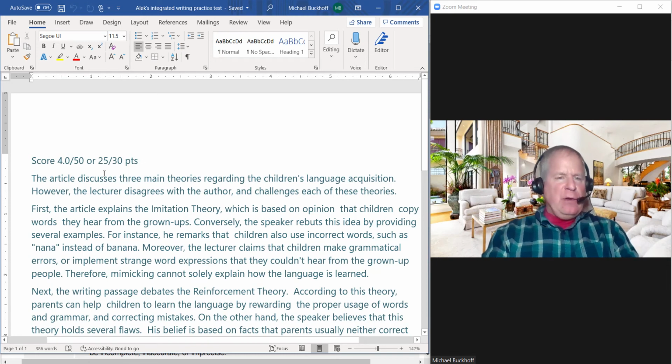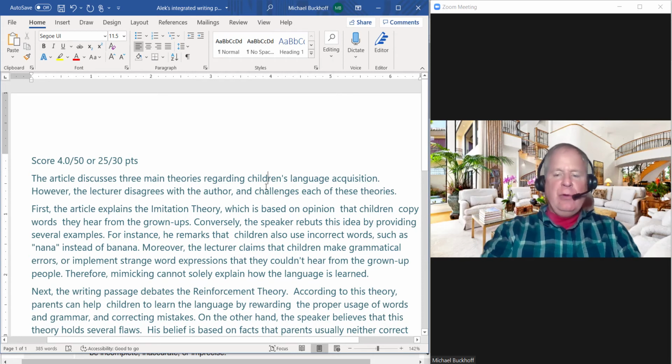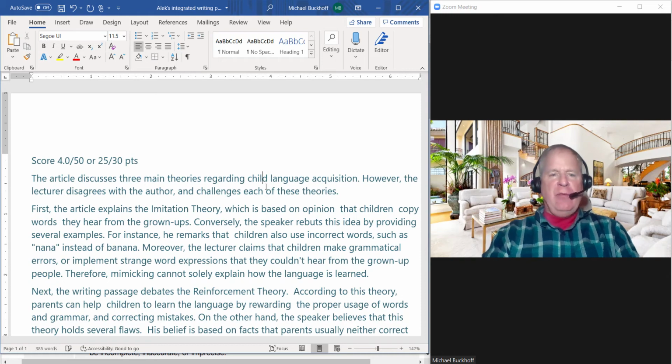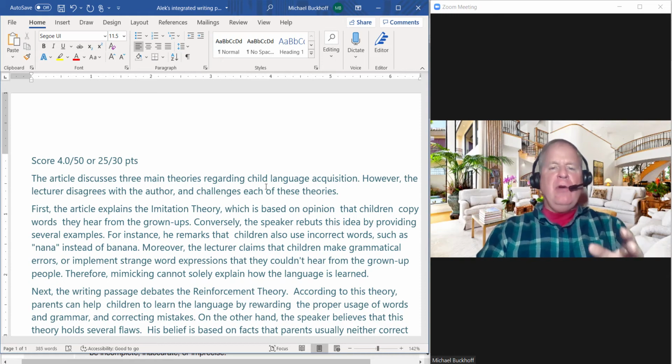So the article discusses three main theories regarding... I wouldn't even say it like that. I would just say child language acquisition. I wouldn't even make it a possessive noun there. I would just say child language acquisition. However, the lecturer disagrees with the author and challenges each of these theories.